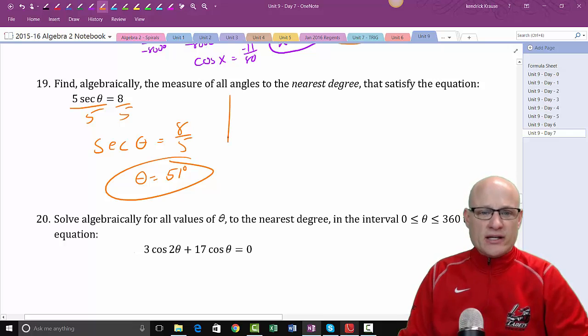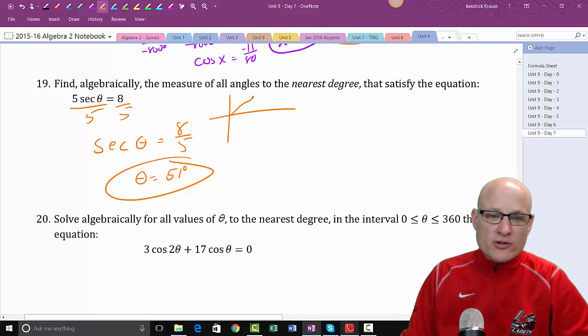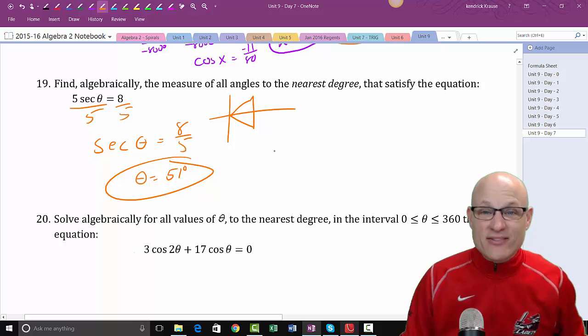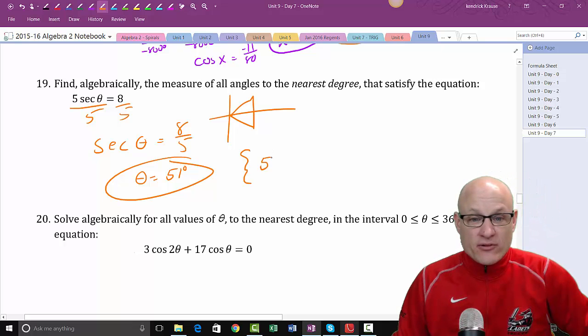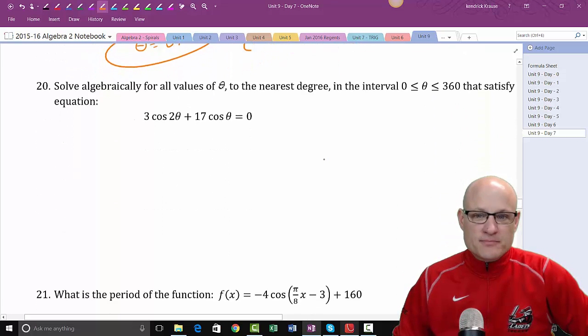Now, cosine is the same as the reciprocal function of secant, and it's positive on the right side. So I am going to keep 51 because it is positive, 51 degrees. And then I'm going to take 360 and subtract 51, and I get 309 degrees. Wow, that was much faster than the last problem.